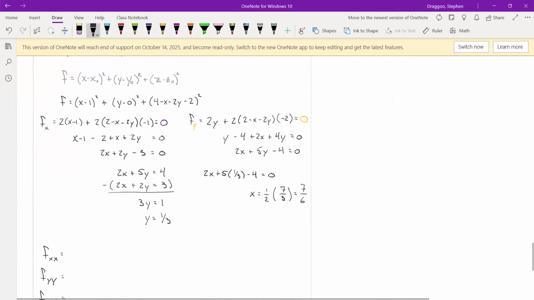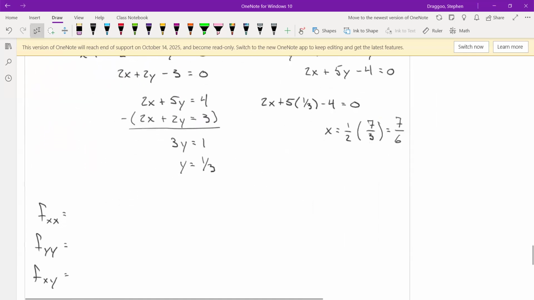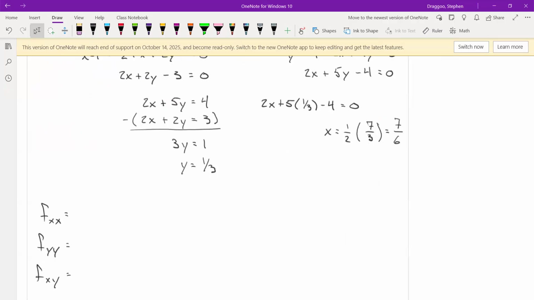Oh, right. So my function... no, fx and fy are right here. Fxx is 2, fyy is 5. And if I do the mixed, I get 2 again. Doesn't matter which one I do, it comes out to be 2 either way. So D, no matter where it is, is 2 times 5 minus 2 squared. And 10 minus 4 is 6, which is greater than 0.